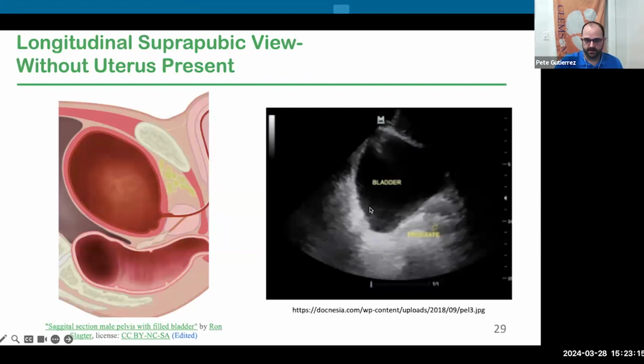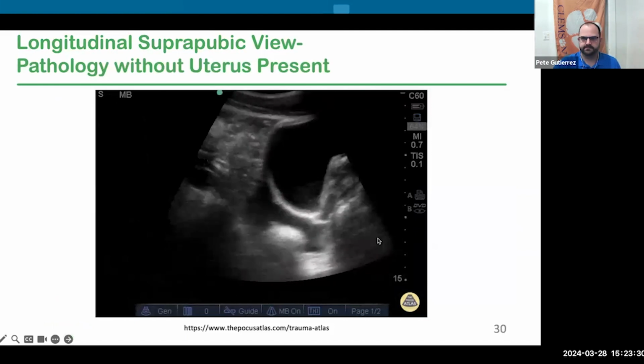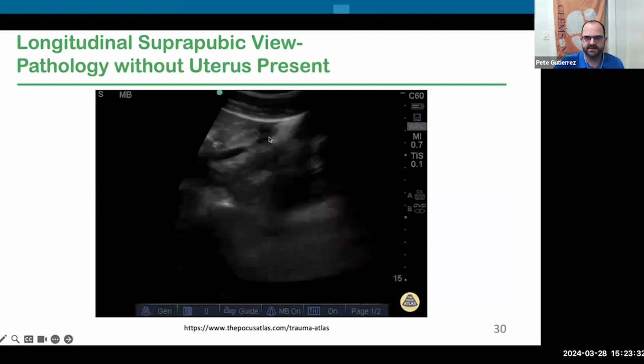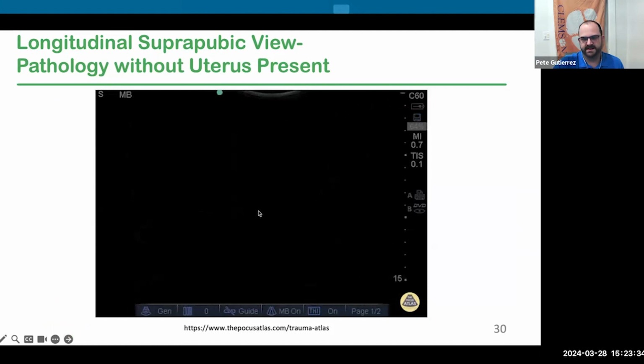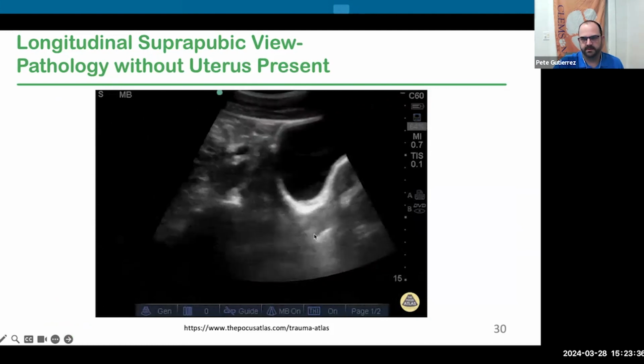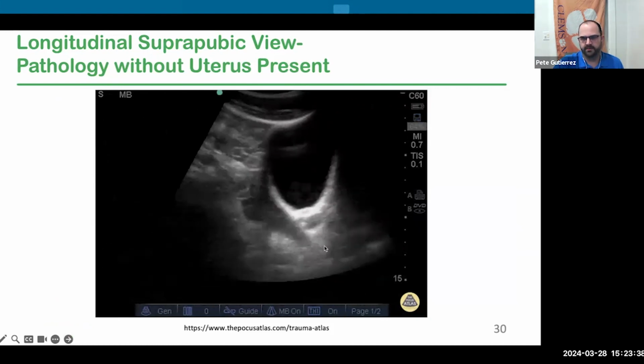So looking at that pelvis longitudinally now, so in the near field, you have this triangular bladder with the rectum directly behind it, and then the rectovesicular pouch, that potential space should be between the two of them. And we can see in this image the free fluid that is dissecting down directly behind the bladder in front of where the rectum is.